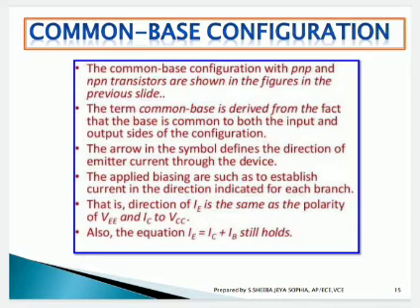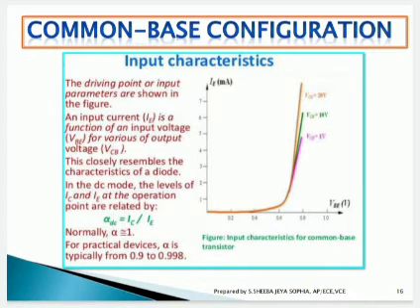As you can see from this diagram, for the input characteristics, the emitter acts as the input terminal, and so the graph is drawn across emitter current and emitter voltage, IE in terms of milliamps and VBE in terms of volts. Corresponding to the alpha values, alpha DC is equal to IC divided by IE, which is approximately 1. For a practical device, alpha ranges from 0.9 to 0.998.